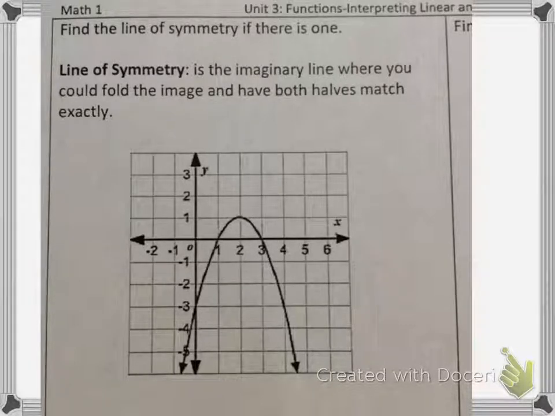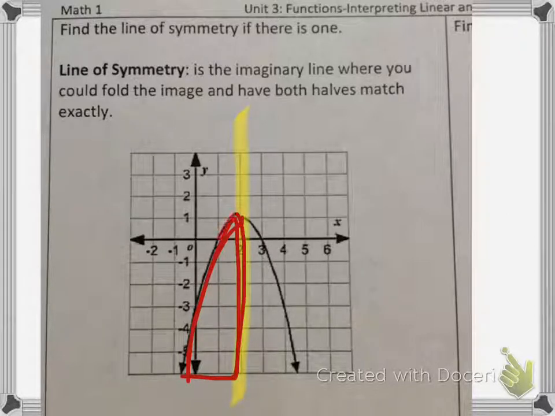All right, the last thing we're looking at today is to find the line of symmetry if there is one. A line of symmetry is a line where you could fold the image in half and it lands exactly on top of itself. So for instance, if I cut this shape directly in half right there and I folded my piece of paper, this shape on this side is exactly the same as this shape on this side, and they would fold right on top of each other if I use that line of symmetry.